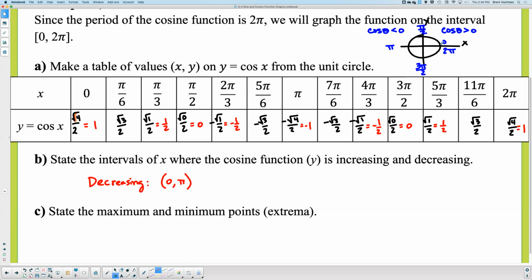What happens once we get to pi? So from here to pi, on the x-axis, we're going lower and lower and lower. Now what starts to happen? We increase around here. So we're going to increase this way around, from pi to 2 pi, we increase.